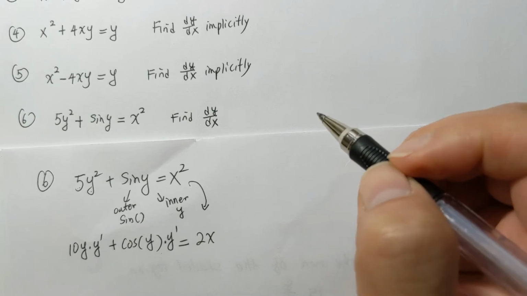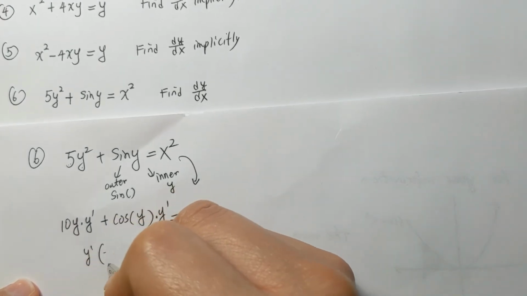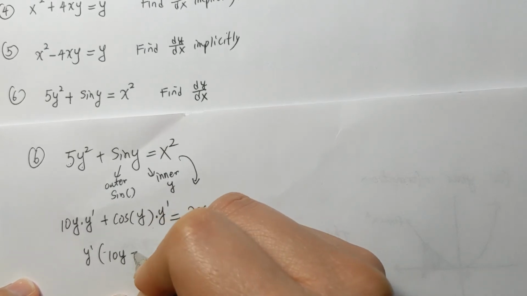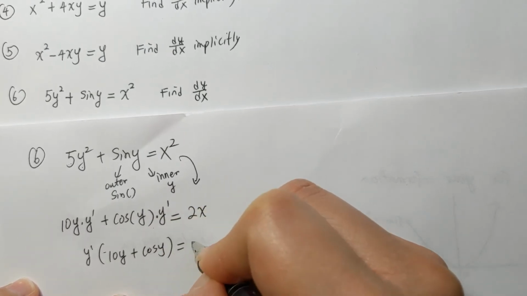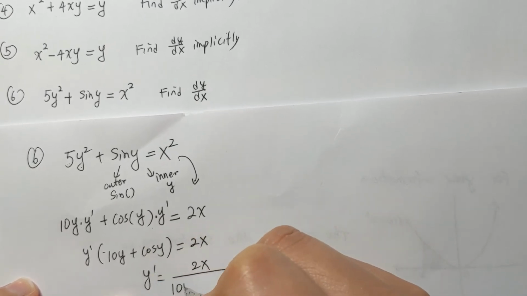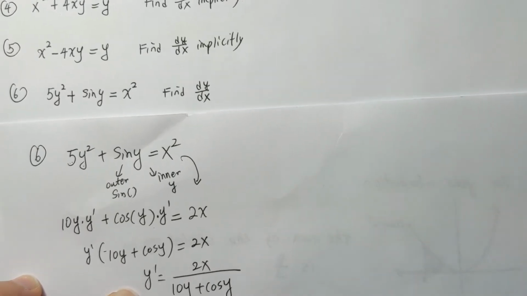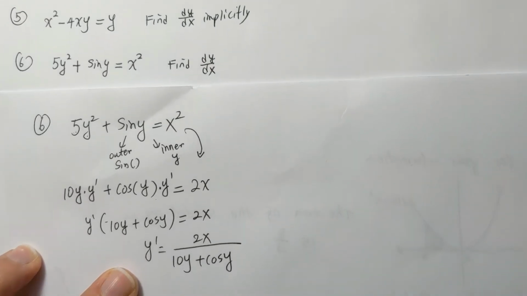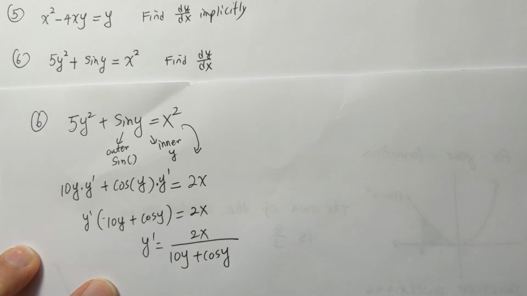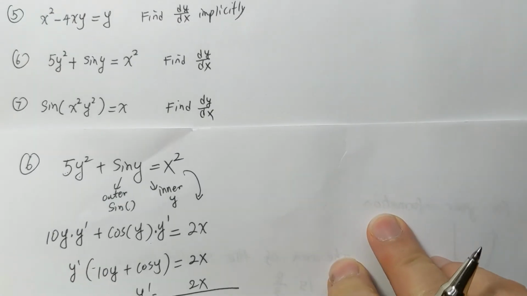Now we're going to go back to regular algebra. Factor out the y prime. So you get 10y plus cosine y equal to 2x. So y prime equals 2x divided by 10y plus cosine y. So we finished question number 6. Let's go to number 7.